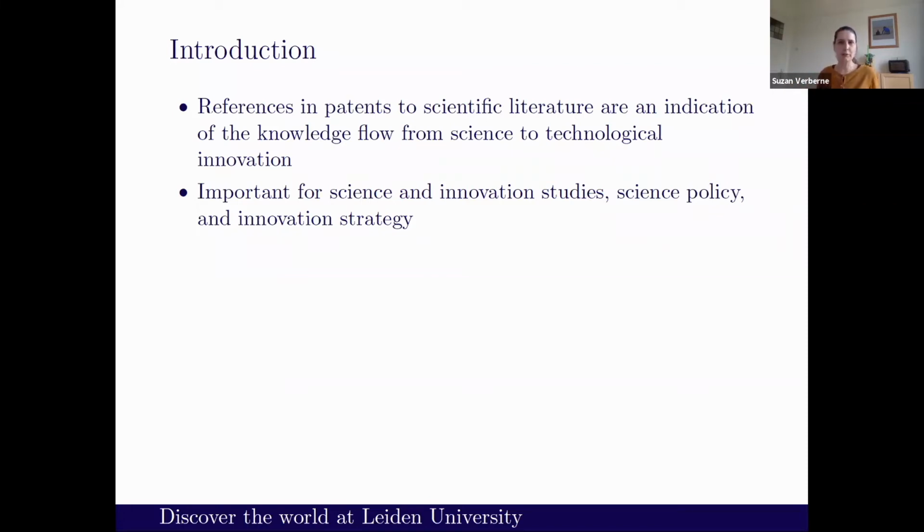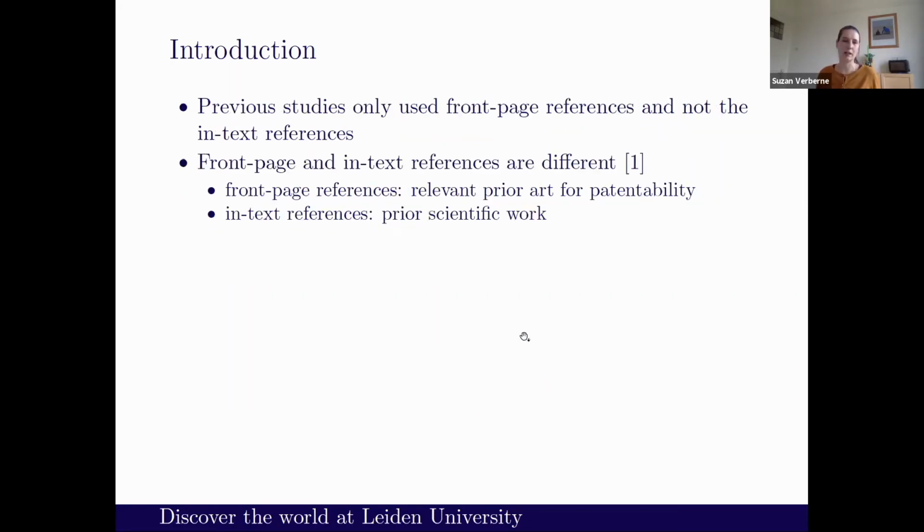There is a field of study related to the relation between science and inventions, science and innovation. And an important question that comes up in research policy, for example, is what kind of science leads to new inventions? And to study those questions, people analyze the citation relations between patents and science. But typically, in previous studies, only the front page references are used for this. This is the metadata that comes with the patent.